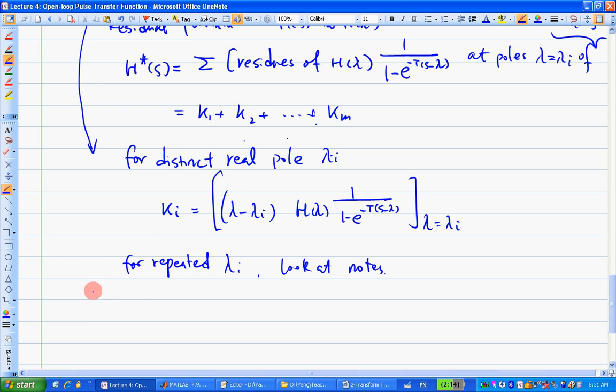So let's say I have an H of s, which is 1 over (s plus 1)(s plus 2). This is H of s here. Yes? No. I'll show you what happens here. You'll see that it doesn't go to 0. Yeah, I'll show you what happens.